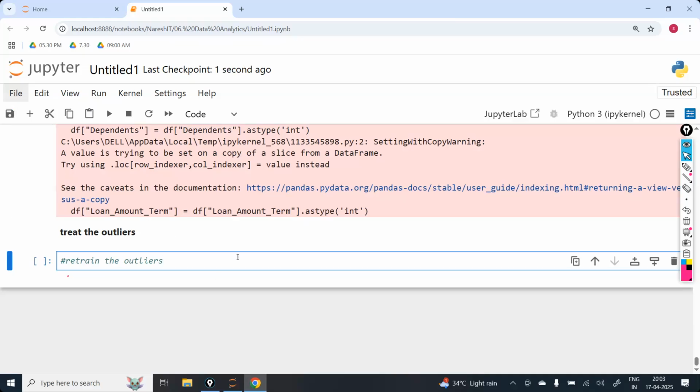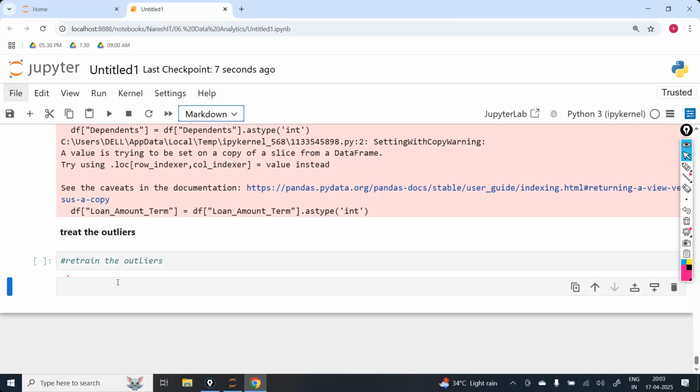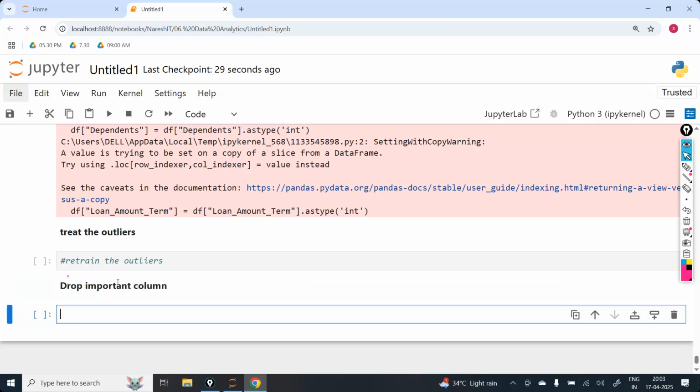Now, treating the outliers is completed. What was left in the data cleaning is to drop the unimportant columns. Which is the unimportant column in this entire data set? Loan ID, because every row is having one unique value, so there is no use of that particular column. So drop the unimportant column. Here you can drop, or before itself you can drop. That is not a problem. That column will not be considered for our analysis purpose.